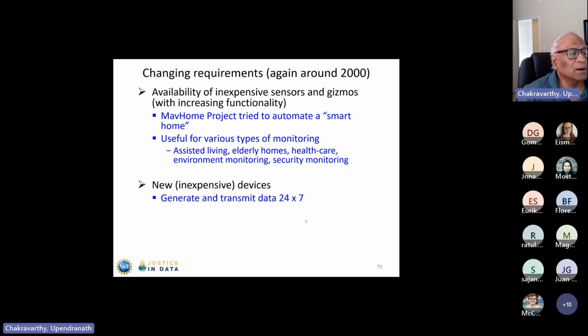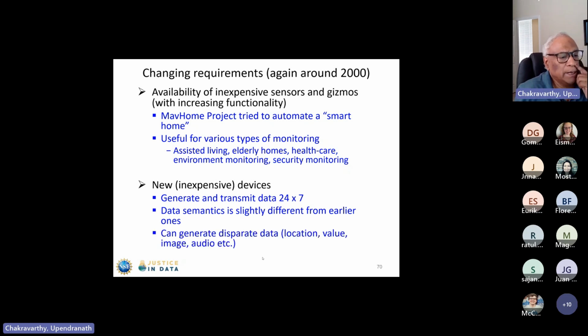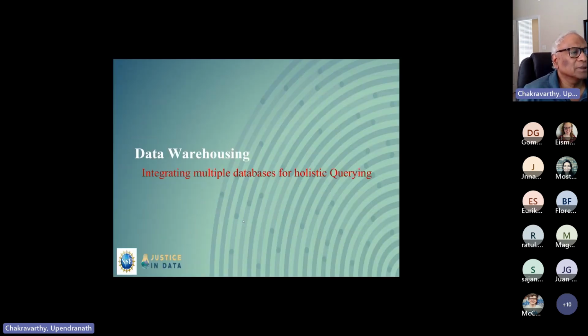This is mainly because this data is generated 24/7, 365 days a year. So the data is coming in at some rate, and somebody has to process it. You cannot just collect it and keep it. Data semantics is slightly different from earlier traditional data; it can generate disparate data: location, value, image, audio, whatever it is.